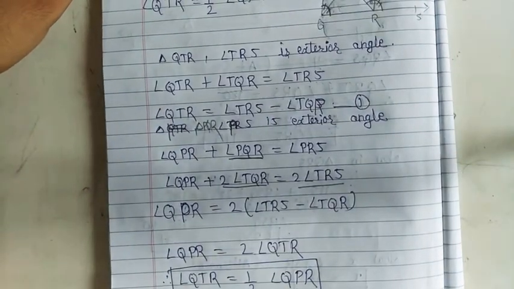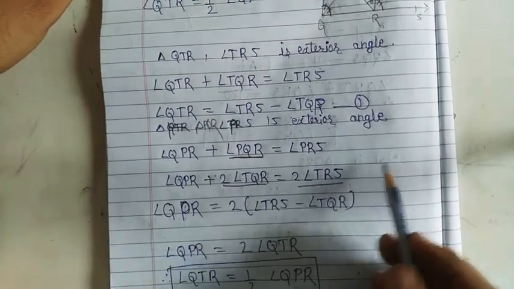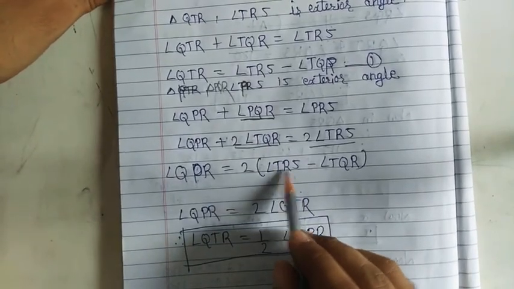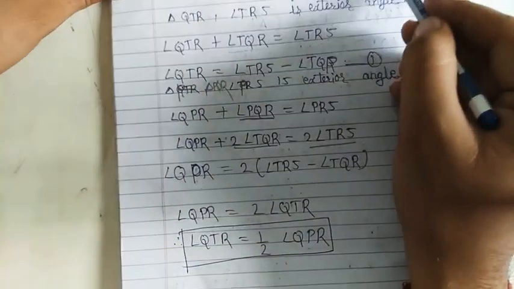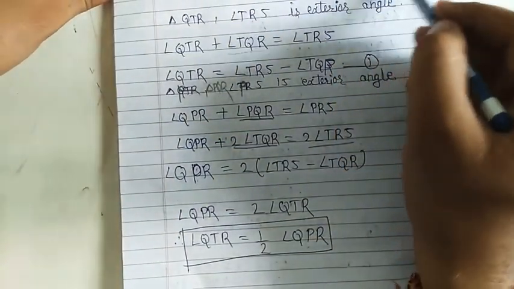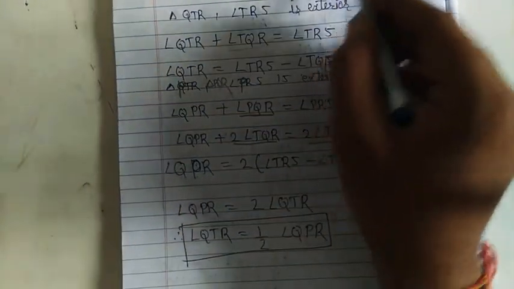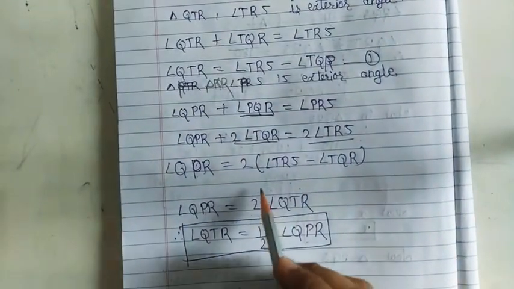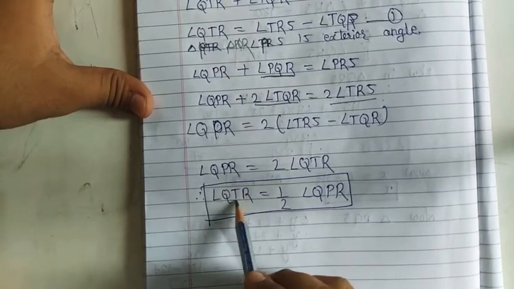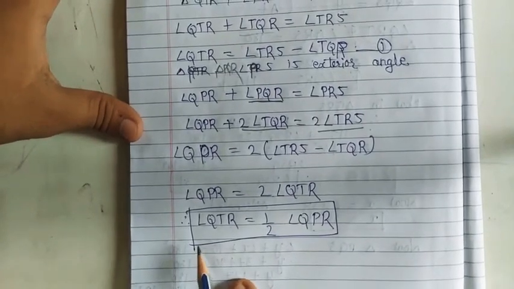Okay. Now friends, simply take this to the right hand side, so it becomes minus, and from both, 2 is common. So TRS minus TQR, minus TQR. So this minus this is equal to QTR, this one. So friends, we can say that 2 is transferred to this side, so QTR is equal to half of QPR. So it is proved over here.